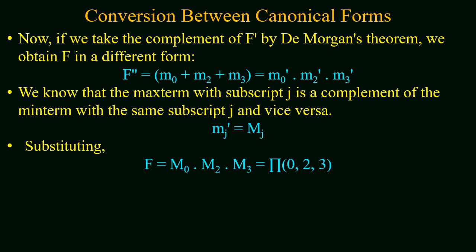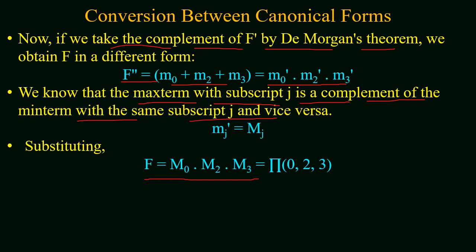Now if we take the complement of f prime and solve using De Morgan's law, the function f will be equal to the product of m0 prime, m2 prime and m3 prime, and we know that the Maxterm with subscript j is a complement of the minterm with the same subscript j. Now substituting, we will have function f equal to the product of capital M0, capital M2 and capital M3.